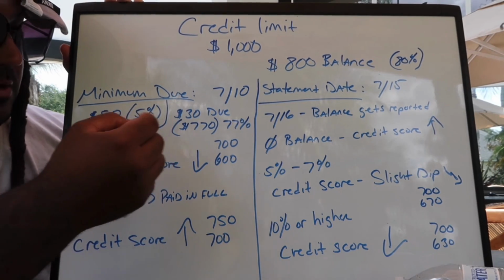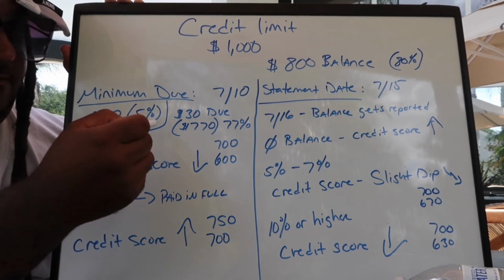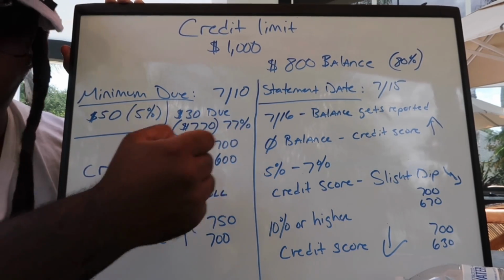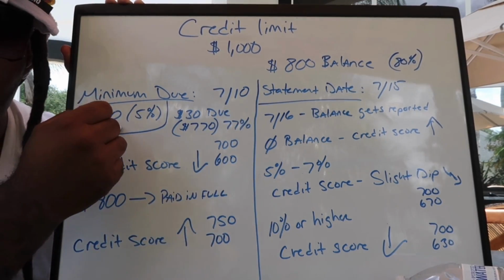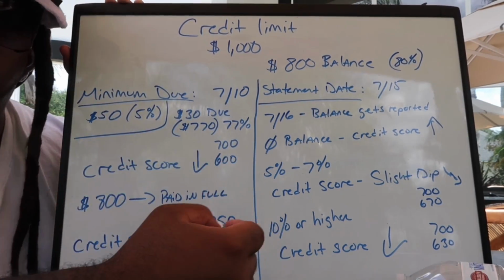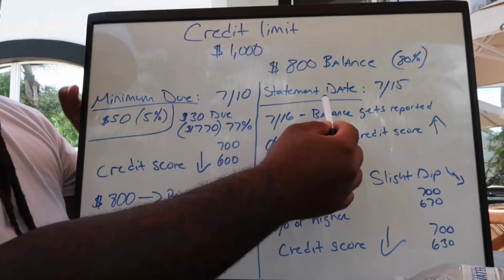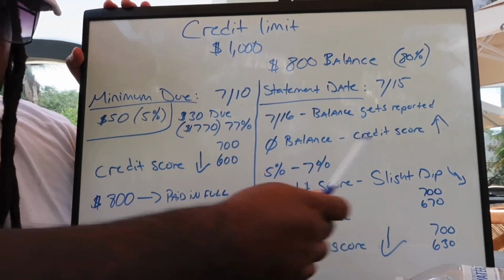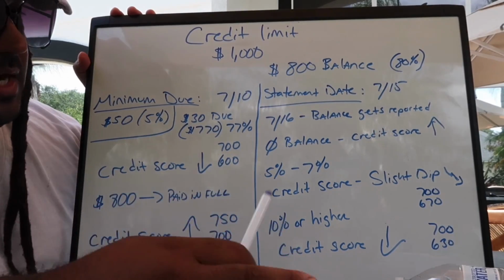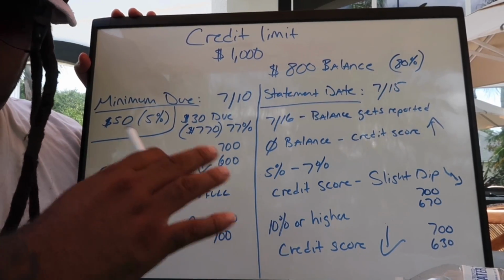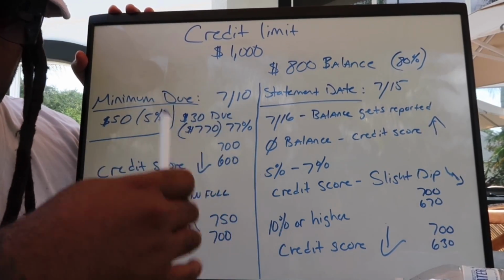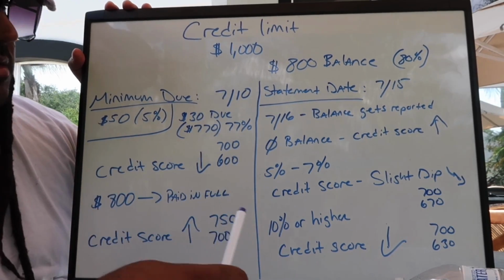Okay, so when you have a 5% reporting out, if you have a $50 balance reporting out, you're going to take a minimal hit on your credit score. So let's go over here to the statement date. Okay, and I hope all this makes sense. I tried to paint this picture so that it could make sense in those minds that are having issues trying to comprehend this information, right?